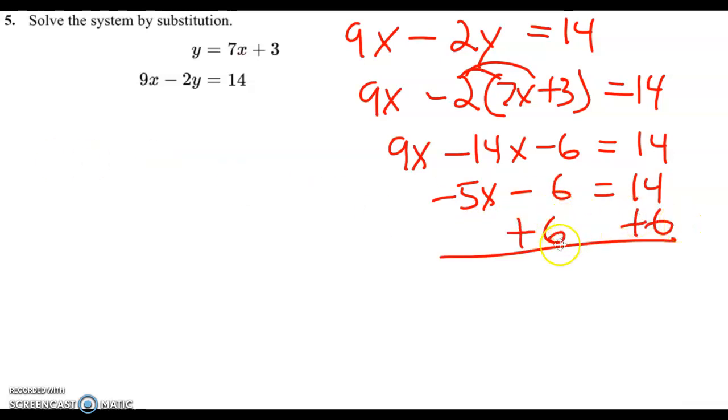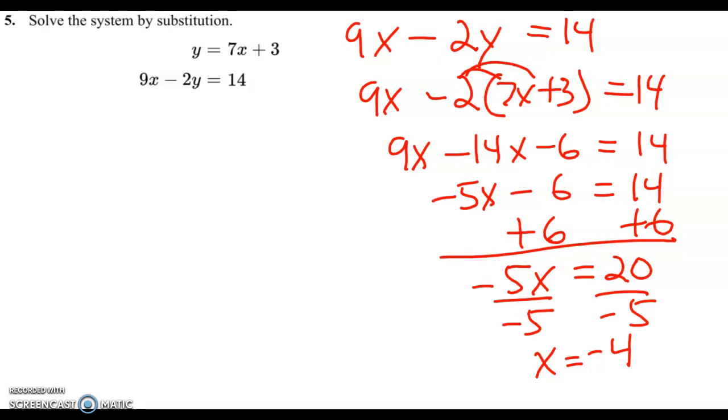Now I'm going to add 6 on both sides. I get 14 plus 6 gives you 20. Bring down this negative 5x is equal to 20, and divide by negative 5. x is equal to negative 4.